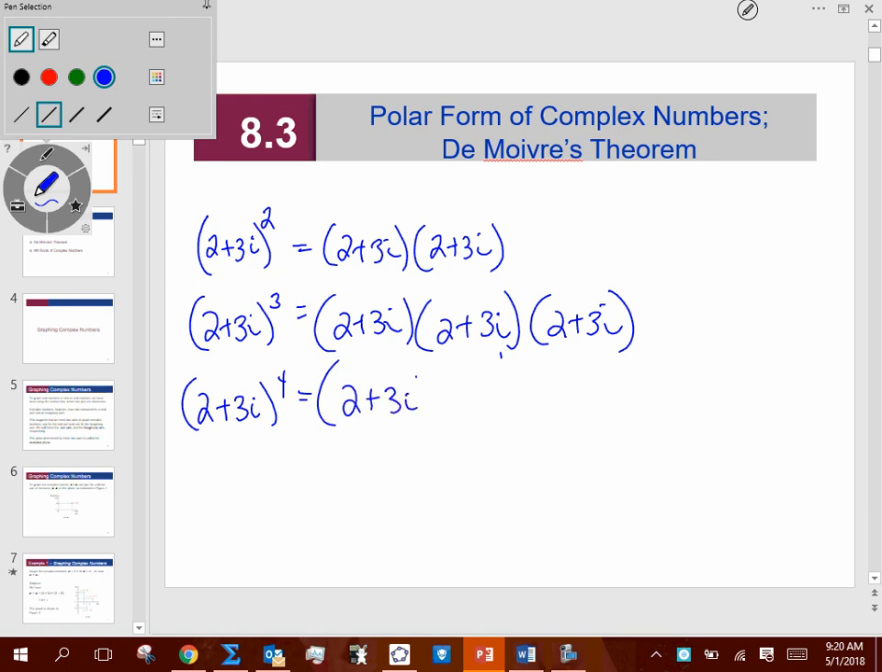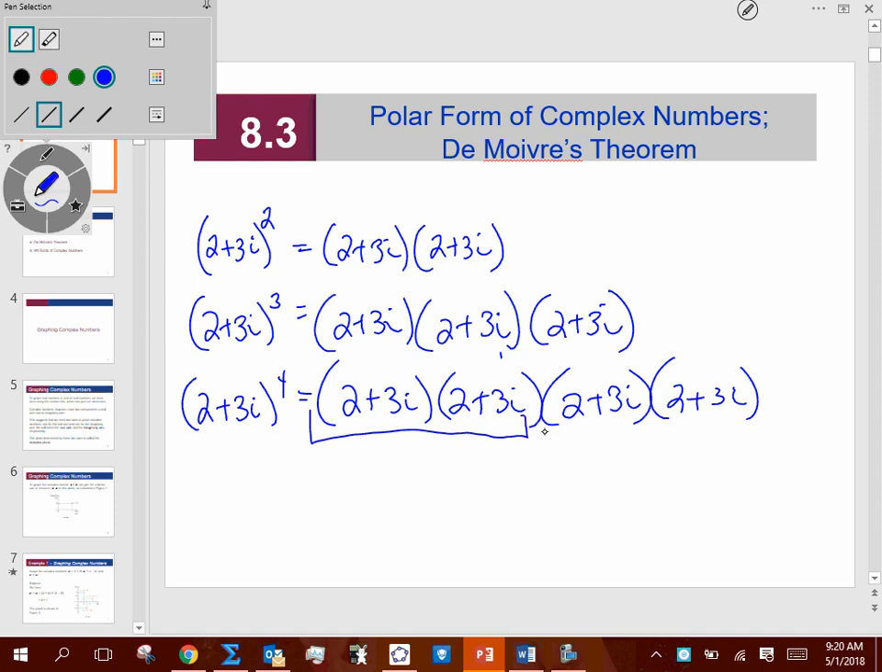Obviously, 2 plus 3i, 2 plus 3i, 2 plus 3i, 2 plus 3i. Now, this is actually probably going to be a little bit less foiling than before, because if I FOIL those two, does that automatically FOIL those two for me? It gives me a binomial times a binomial. So there again, I only got to FOIL total, without redundancy, probably twice. Okay.